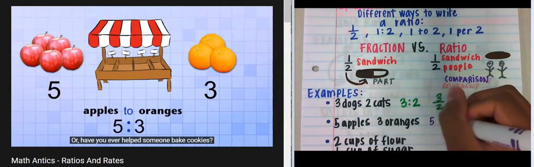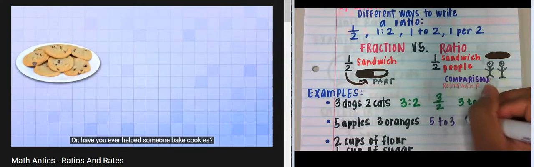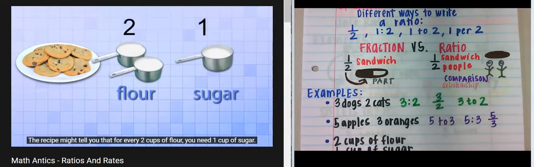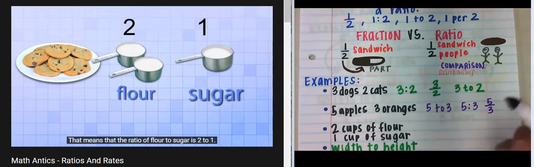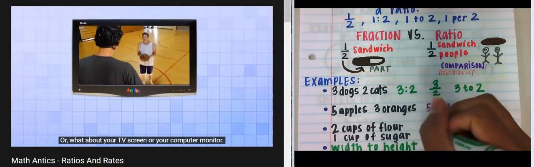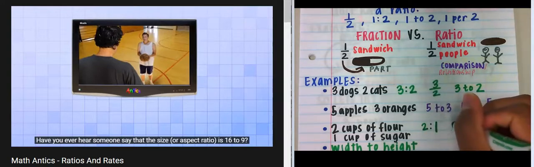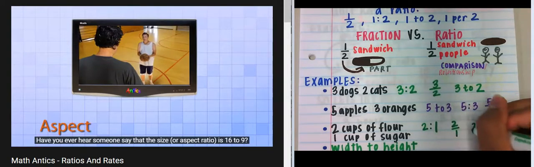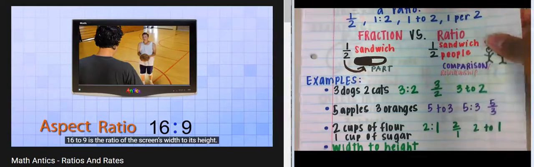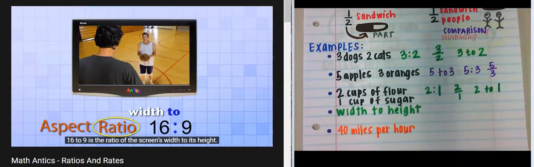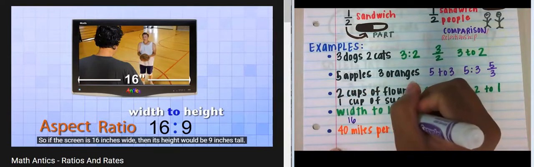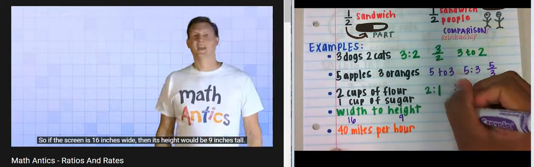Or, have you ever helped someone bake cookies? The recipe might tell you that for every 2 cups of flour, you need 1 cup of sugar. That means that the ratio of flour to sugar is 2 to 1. Or what about your TV screen or your computer monitor? Have you ever heard someone say that the size or aspect ratio is 16 to 9? 16 to 9 is the ratio of the screen's width to its height. So if the screen is 16 inches wide, then its height would be 9 inches tall.